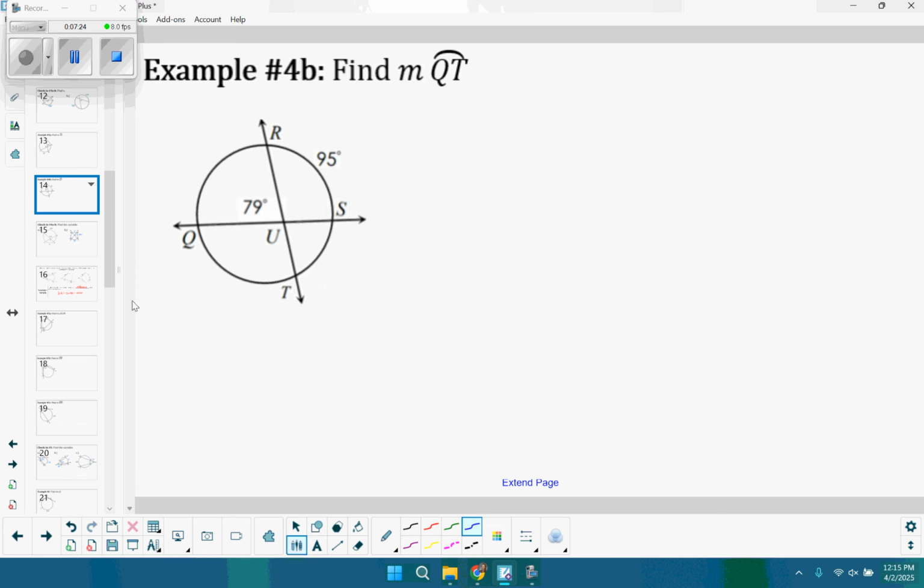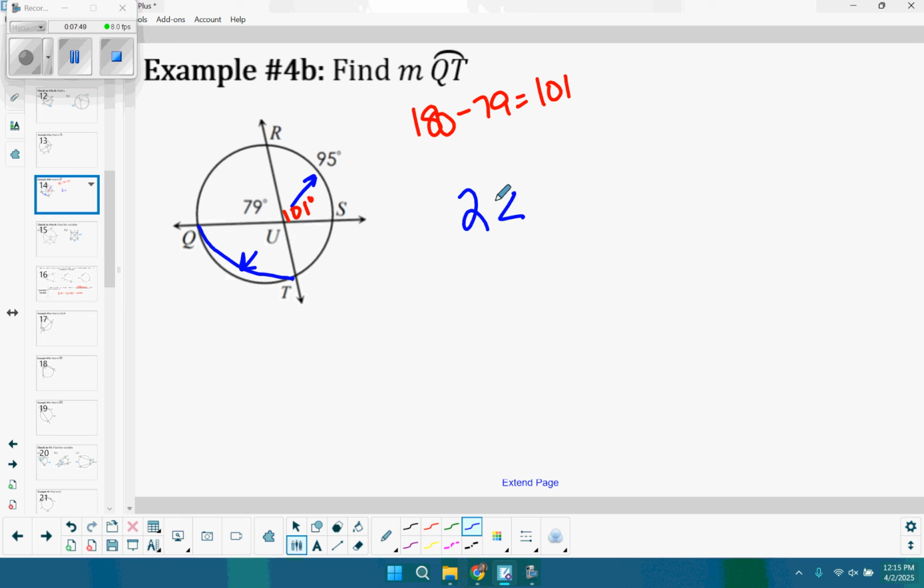Example 4B, we want to find the measure of arc QT. So arc QT, if I could draw it, was there. I knew the arc with 95 was there, so I need to be using one of these angles here. Right now I have the 79. Since they're a linear pair, 180 minus 79 is 101. So these angles are 101 degrees.